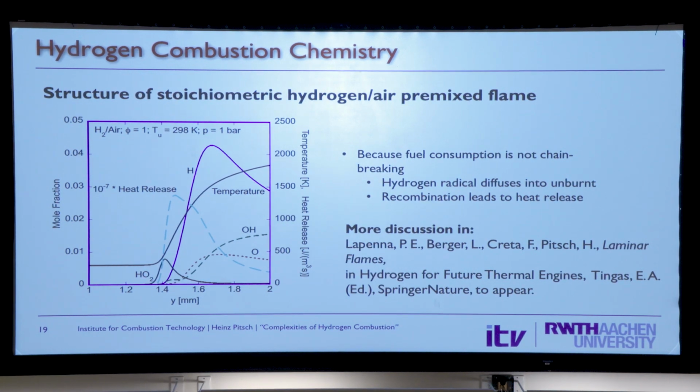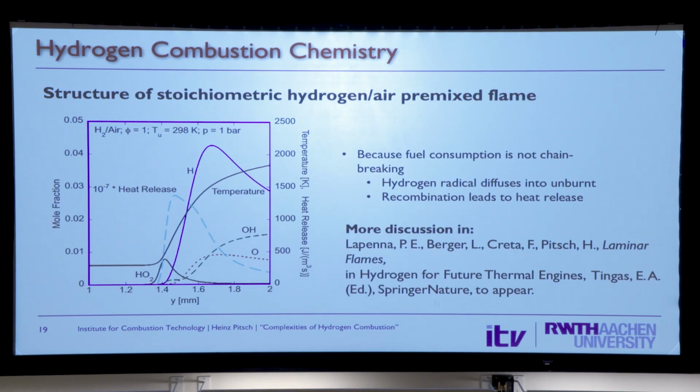We said below 1,000 Kelvin all radicals should be gone. That was for methane. Here, this is the flame structure of a stoichiometric hydrogen flame. You see here, this is the temperature. Look at where the temperature is almost zero, and look at where the radicals are. The hydrogen radical goes to zero at this point where the temperature is nothing, a little more than 300 Kelvin.